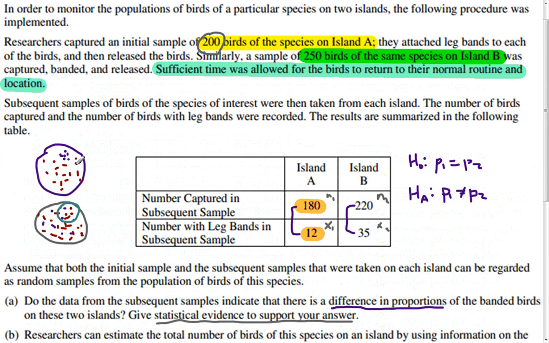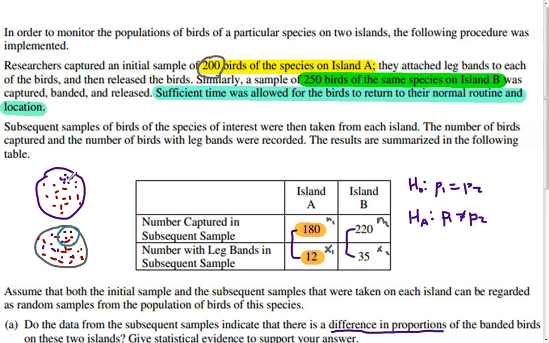If you think about birds being captured, well, perhaps it's the slow birds that always get captured, for example. If you're a not very fast bird, you're likely to get captured in the first sample and get banded. You're likely to get captured in the second sample, so that's going to cause your estimate to be a little bit off. You could also talk about the timing.